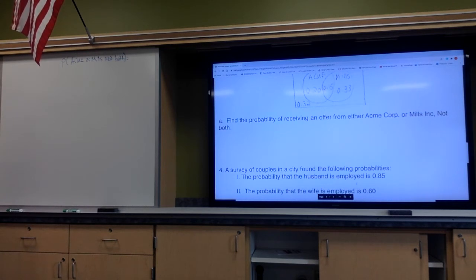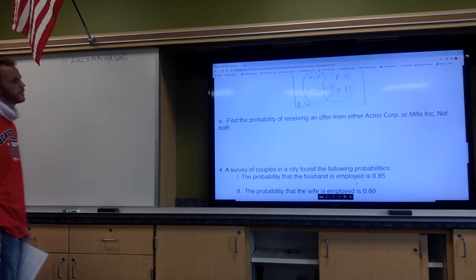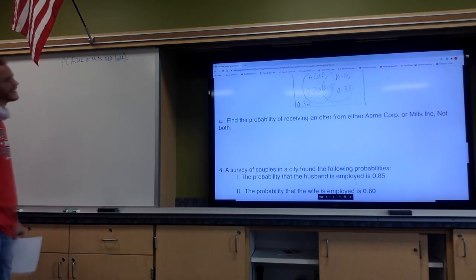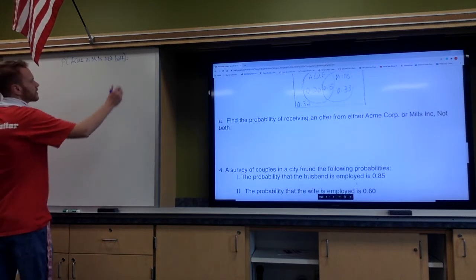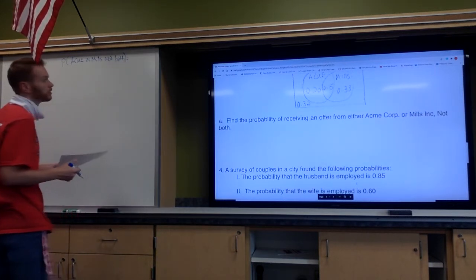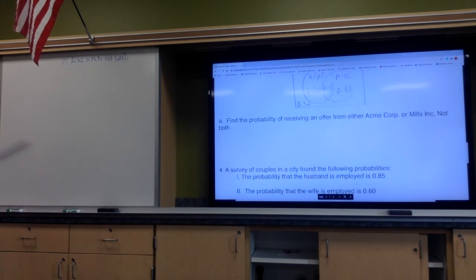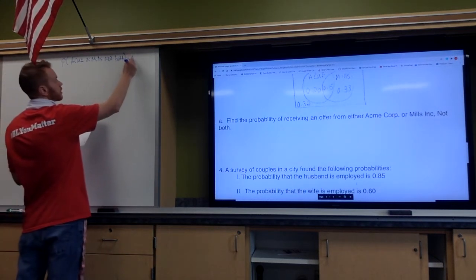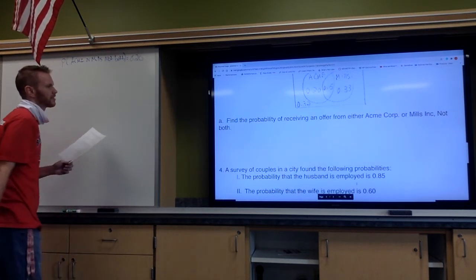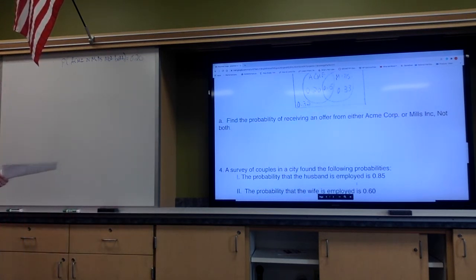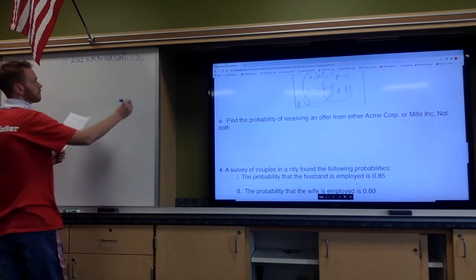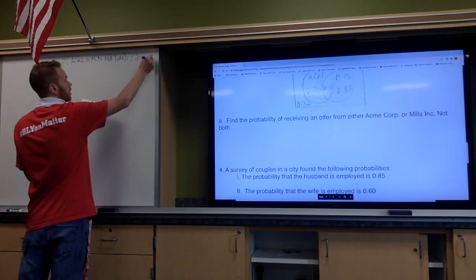Okay. So what's the odds of just Acme choosing you? It would be what? Take a look at what they got here. What, 20%? It's so light. It's hard for me to see from this angle. And then what was the other one? For just Mills, it's 33%. We're going to add it.